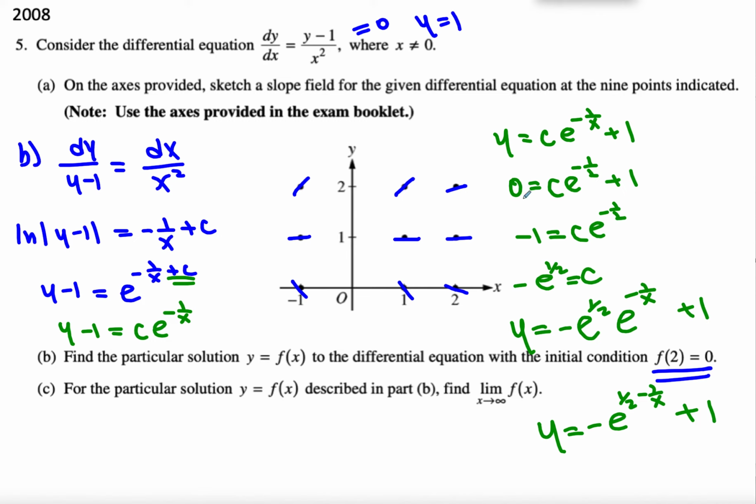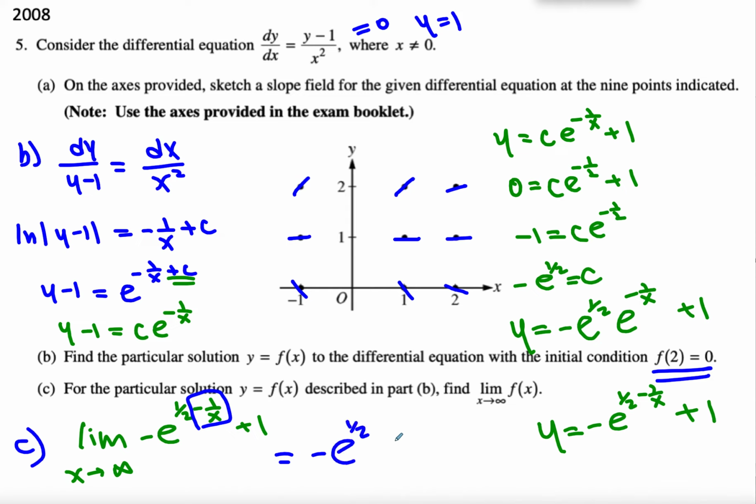Now, second, the limit of negative e to the 1/2 minus 1 over x plus 1, as x approaches infinity. That's part C, by the way. Then you get to realize that this component becomes 0 as x approaches infinity. So then what's left is negative e to the 1/2 power plus 1. That's your final answer.